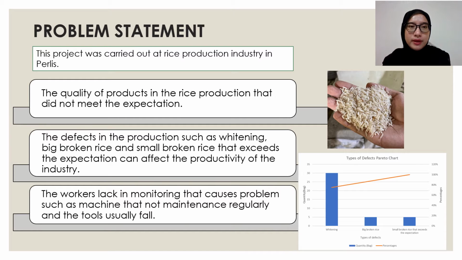This is the problem statement. This project was carried out at a rice production industry in Perlis. The problem related is the quality of the product in the rice production that did not meet the expectation. Next, defects in the production such as whitening, big broken rice, and small broken rice that exceed the expectation can affect the productivity of the industry. Lastly, the workers lack monitoring, which causes problems such as machines that are not maintained regularly and tools that usually fail.